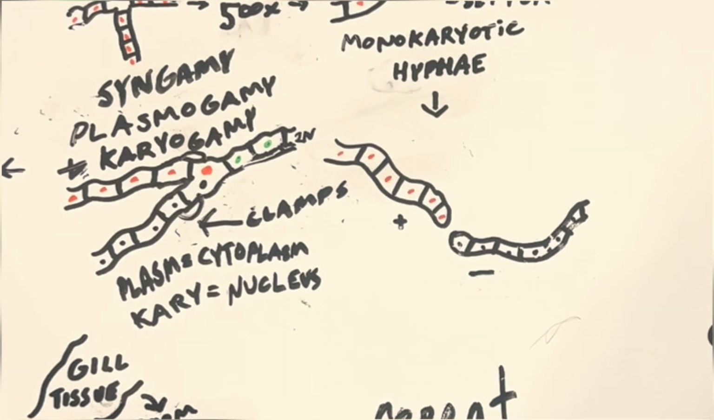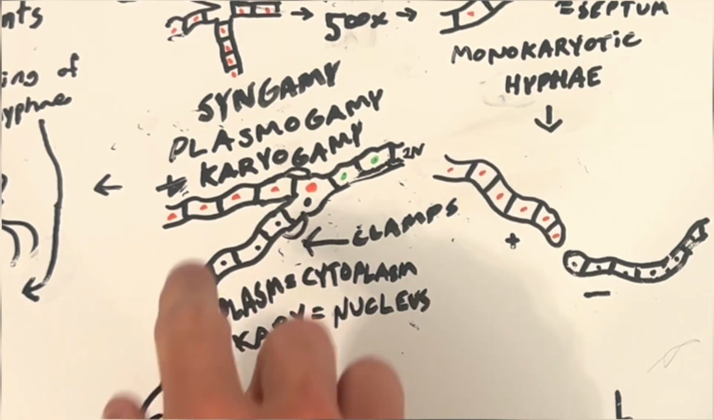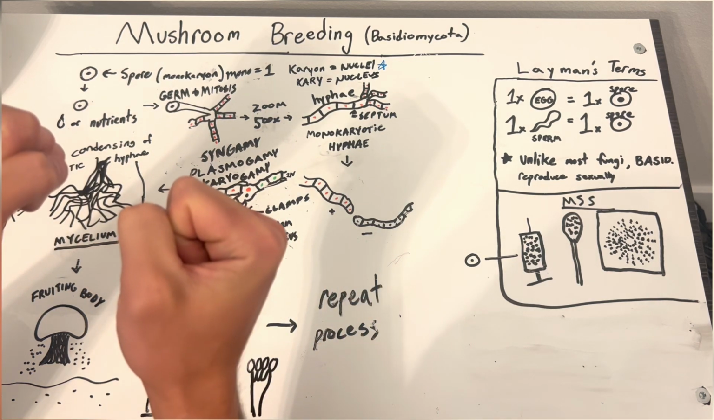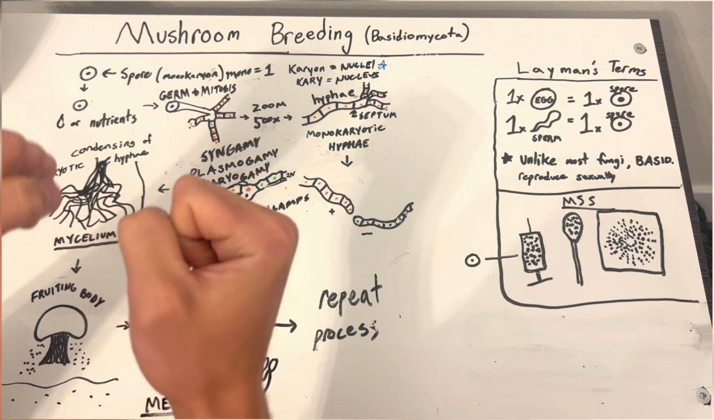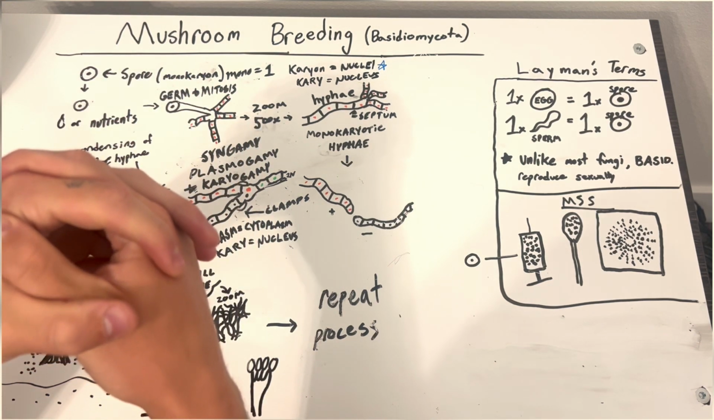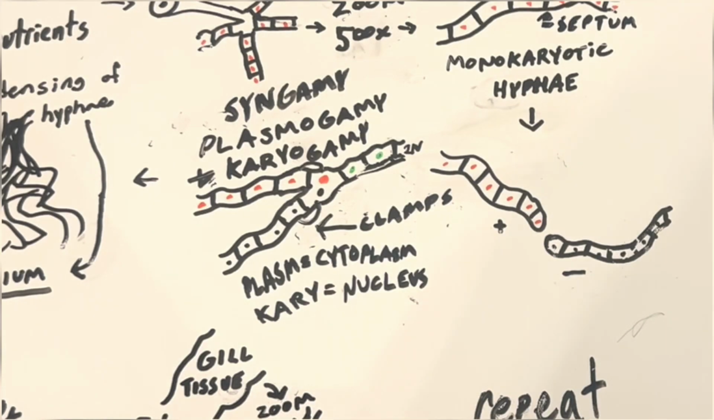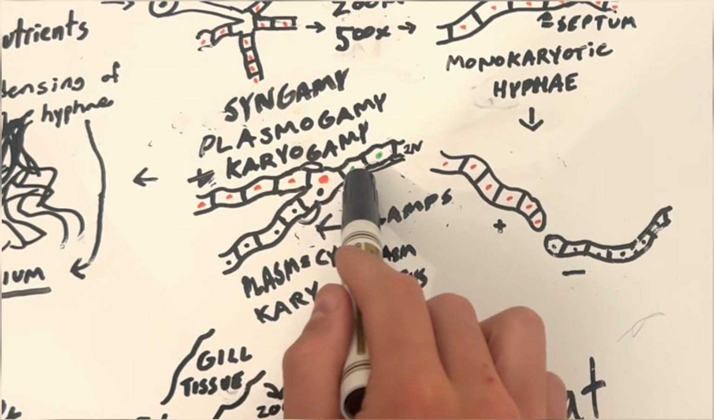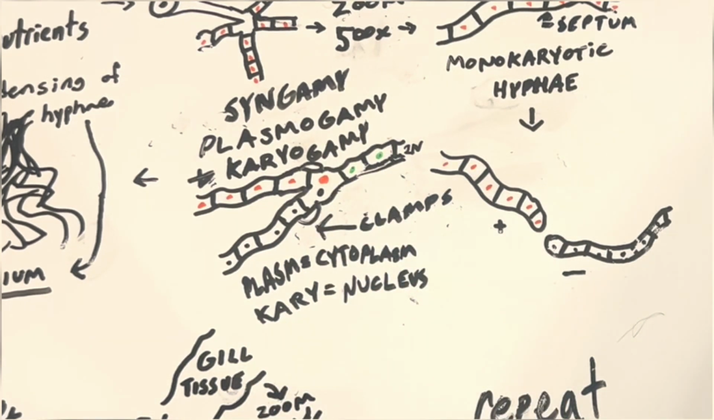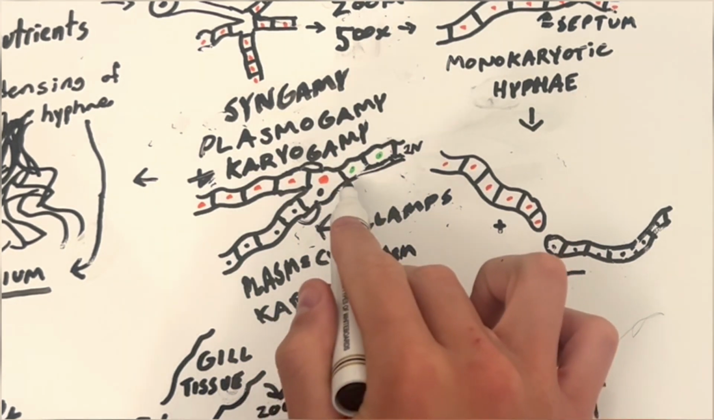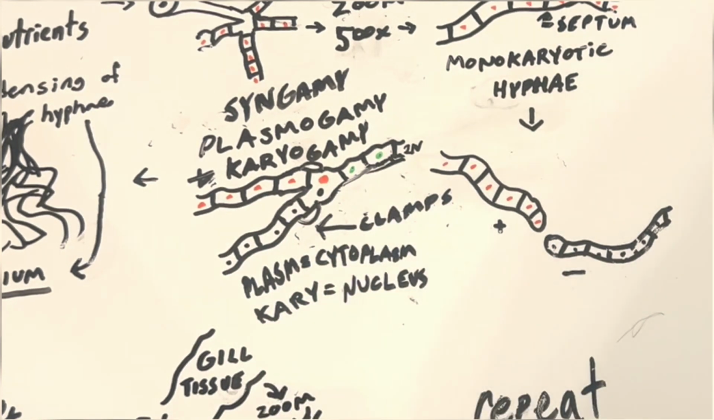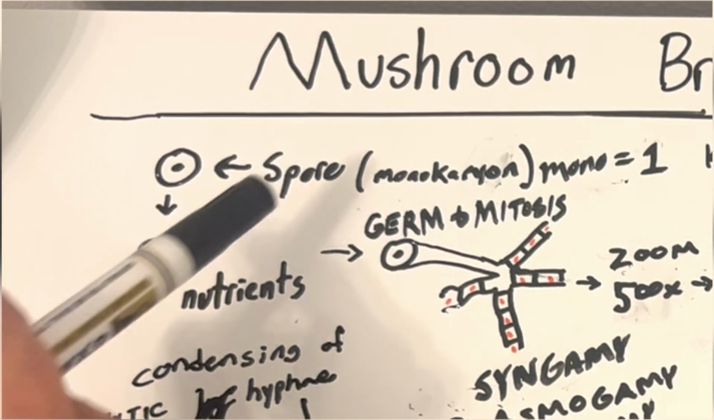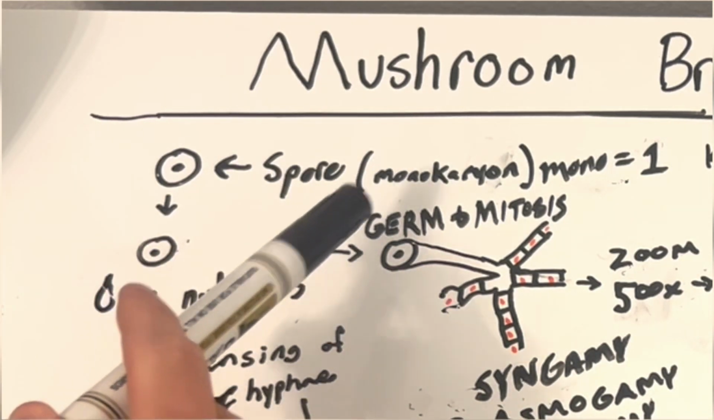First is plasmogamy, which is when the two cytoplasms of each hyphae form together and bring the nuclei closer. And then karyogamy, which is when the two nuclei combine and form one nucleus that is genetically different than the parents because it's a combination of both. Okay, and we're going to call this 2N from now on. 2N, each one of these little cells here. 2N means two nucleus. So you could say the previous monokaryon is equivalent to 1N.